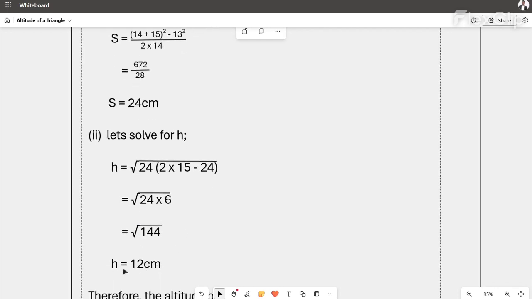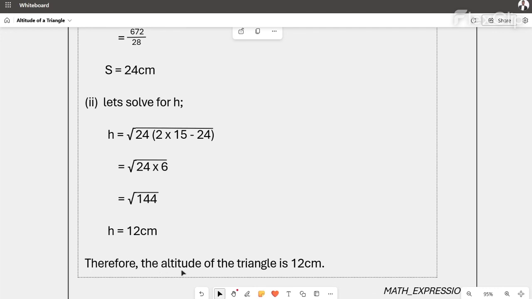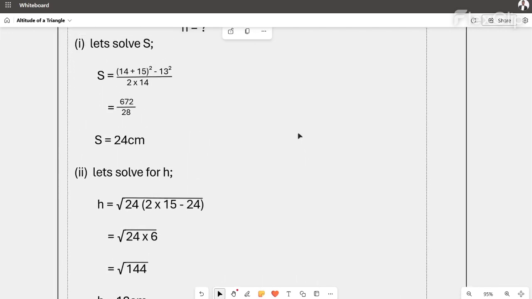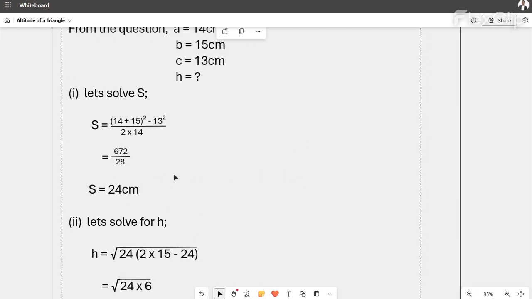So the value of H is equal to 12 centimeters. And that is the altitude of the triangle above, which I showed you earlier. Therefore, the altitude of the triangle is 12 centimeters. As you can see, it's a quite straightforward and very simple formula. There's no magic here. There's no workaround here. It's a very straight formula.